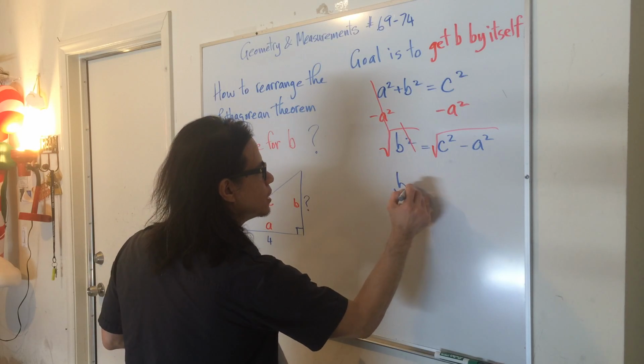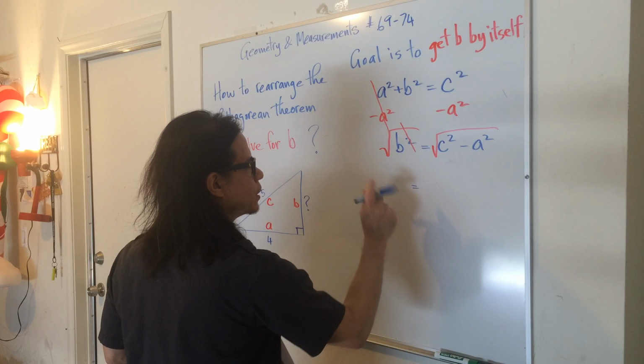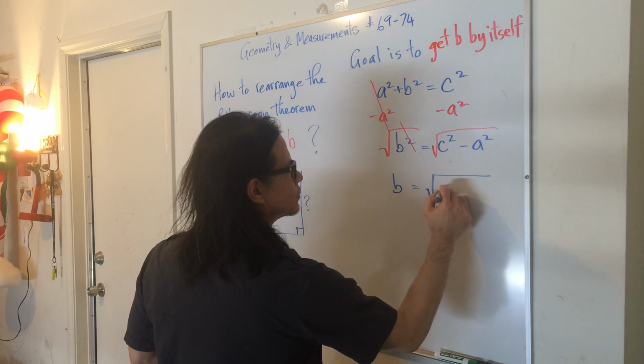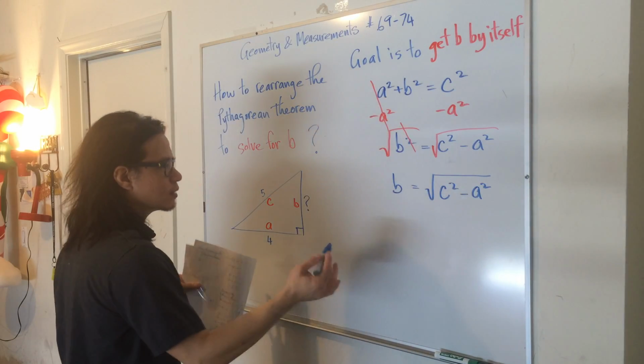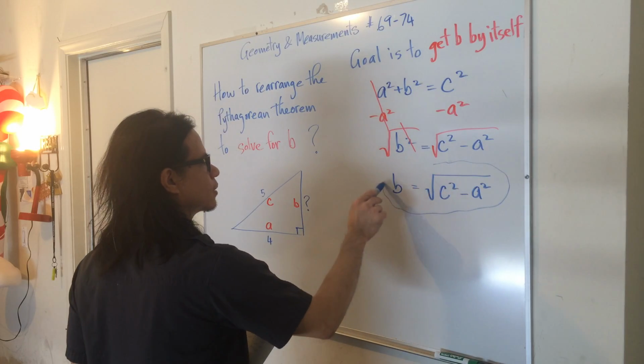Ultimately, we have b is equal to the square root of c squared minus a squared. The best we can do is just leave it at this. Okay.